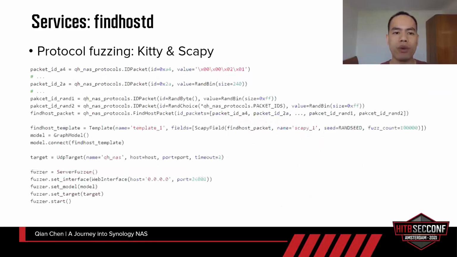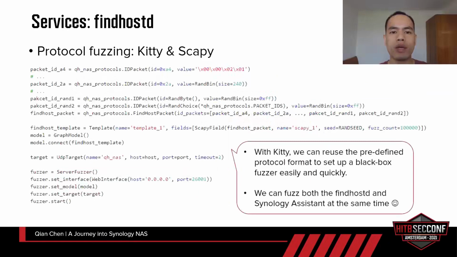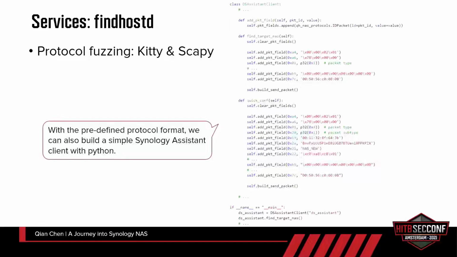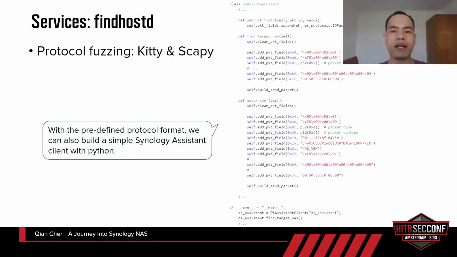On the one hand, with the Kitty framework, we can reuse the predefined protocol format to build a black box fuzzer easily and quickly. Moreover, thanks to the community mechanism, we can fuzz both the final host D and the Synology Assistant at the same time. On the other hand, with the predefined protocol format, we can also build a simple Synology Assistant client with Python.